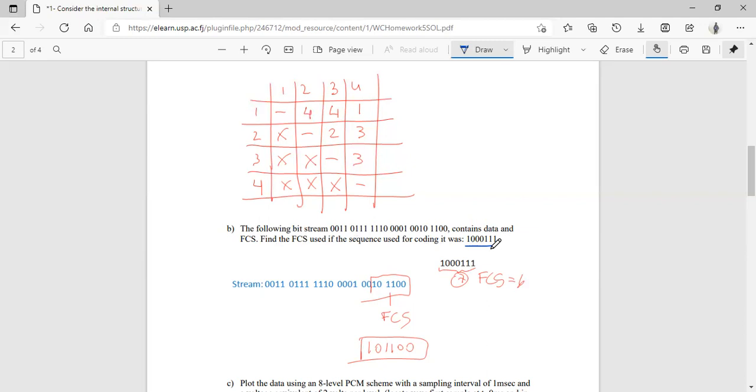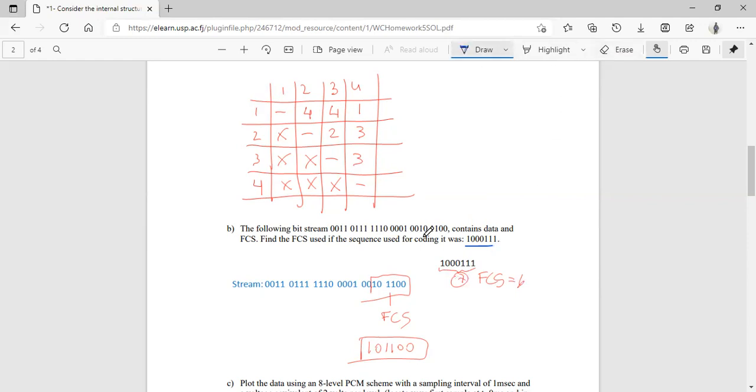So based on this, remember, like I said, based on the size of the polynomial, the FCS will be 1 bit less than the polynomial. In this case, our polynomial is how many bits? If you count the number of bits in this polynomial, you'll see that it is 7 bits. So our FCS will be 1 bit less than this. So our FCS length is 7 minus 1, which is equal to 6. Okay, so our FCS is 6 bits long.